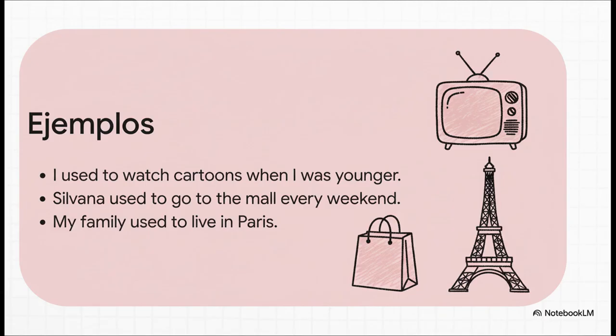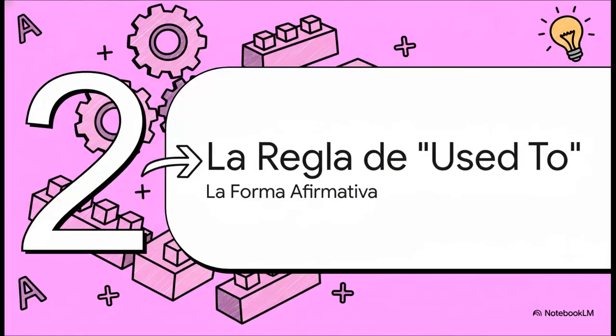Watching cartoons was a habit. Going to the mall every weekend was a routine. Living in Paris was a state, a situation that's no longer true. You see the pattern? They're all repeated actions or states in the past. Now, let's look at how to build it. Luckily, in its positive form, it's really simple and straightforward.